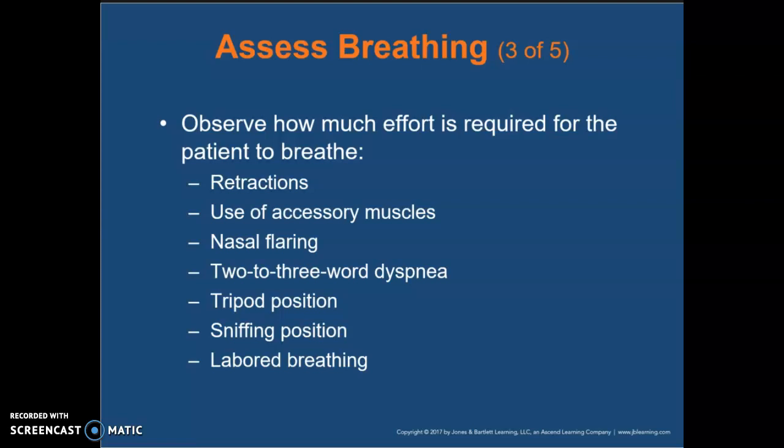The patient may end up sitting in that tripod position. They may be in the sniffing position. They're not necessarily bent over, but they have their head slightly tilted back. This is going to put their airway in a straight line and kind of facilitate them getting that air in. Air takes the path of least resistance into the body. So if they align their airway, there's more of a chance that it's going to go down the trachea and into the lungs rather than going down the esophagus.